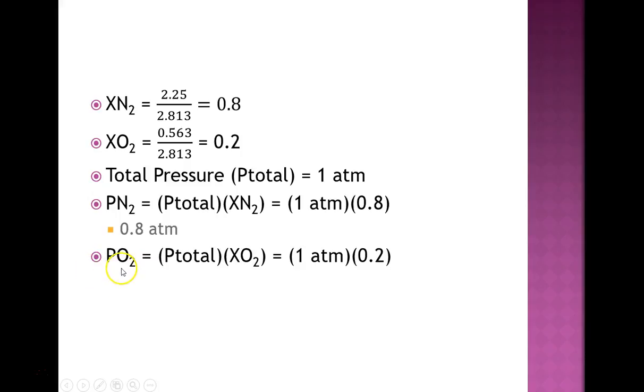Partial pressure for oxygen is equal to the total pressure of the gas mixture times the mole fraction for oxygen. So the total pressure is 1 atmosphere. Mole fraction is 0.2, and that one works out pretty nice too, leaving you with 0.2 atmospheres as a partial pressure contribution by oxygen.